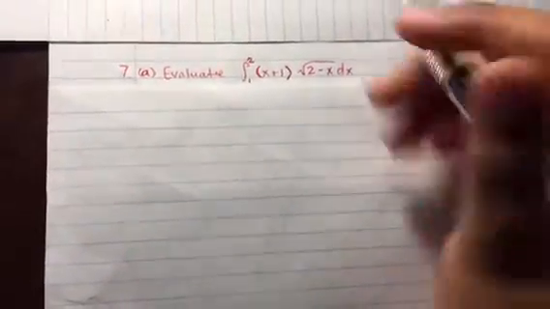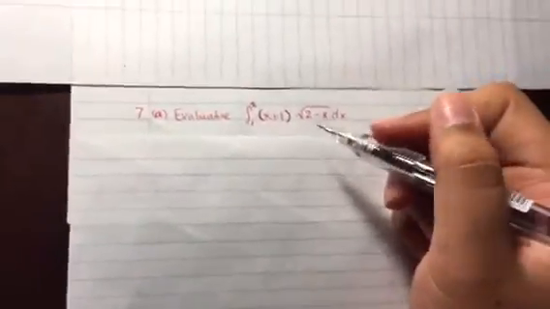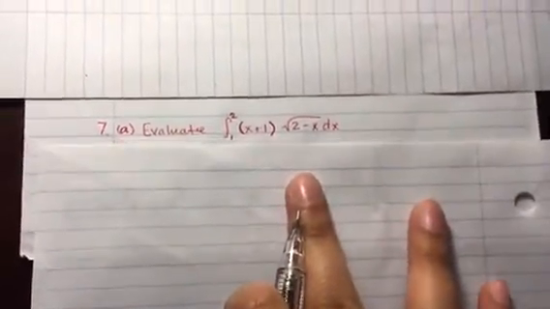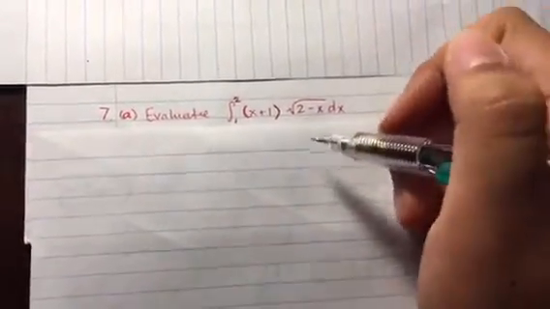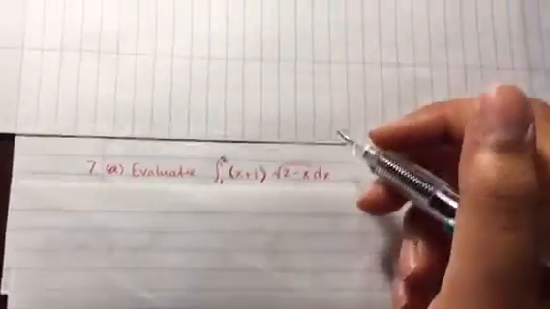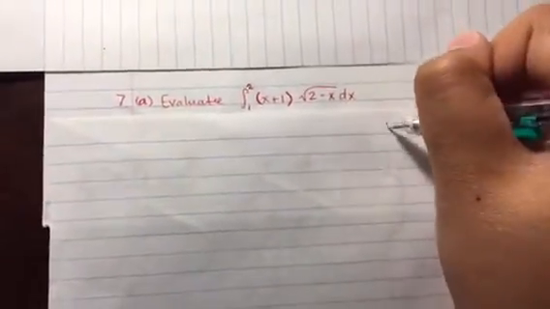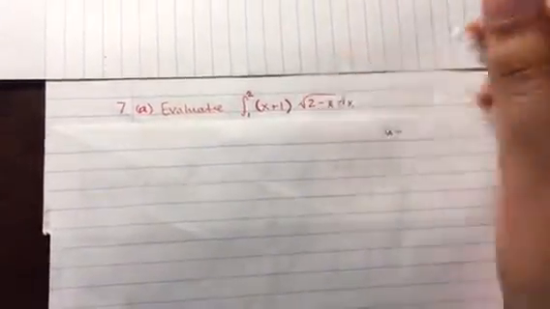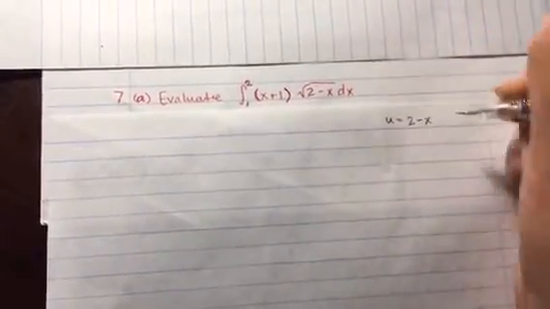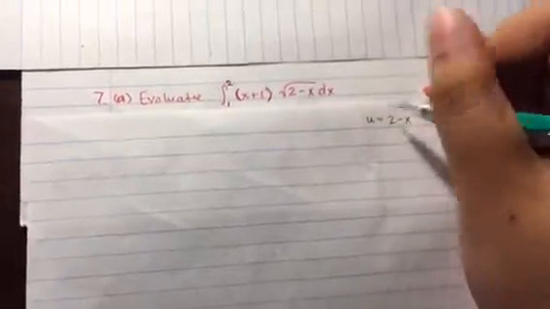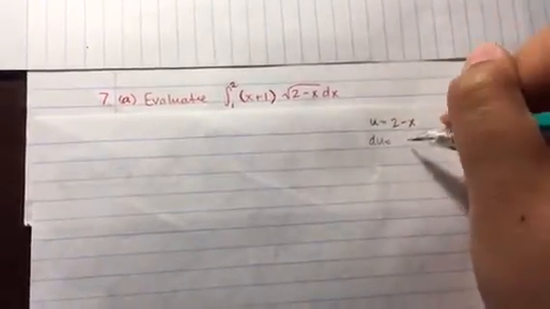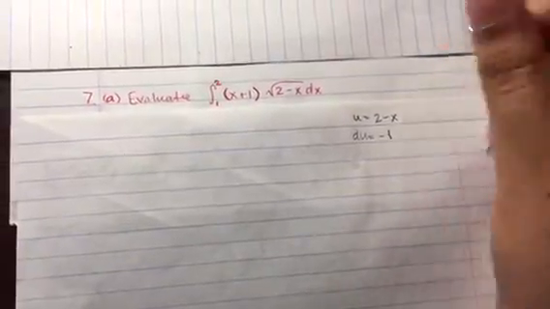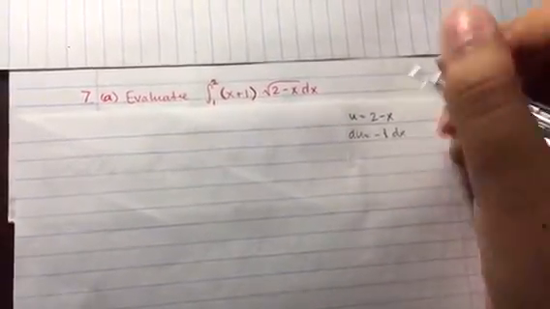Then for this problem, we have to evaluate this integral. For this one, we're going to use u substitution. So when we have this, u is always going to be what's under the square root sign. So u equals 2 minus x. So then du is negative 1 dx.